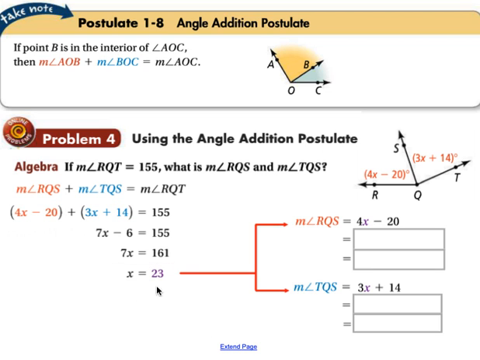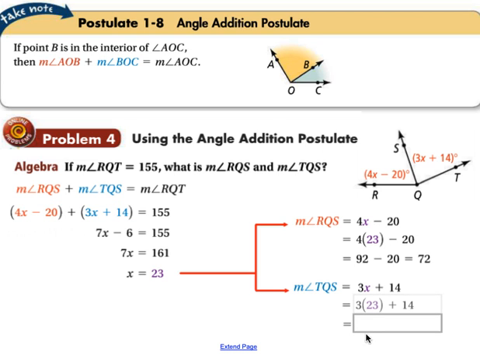Now we're not done once we find x. Remember, we're looking for the measure of those angles. We found what x was equal to, so now we need to substitute that back into each of these expressions for the angles. So RQS is 4 times 23 minus 20, which gives us 72 degrees. Angle TQS is 3 times 23 plus 14, giving us a total of 83 degrees. And if you add those two together, 83 and 72, you do get 155, so it works.